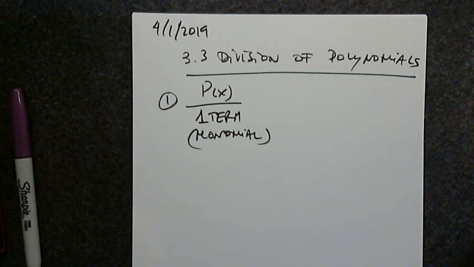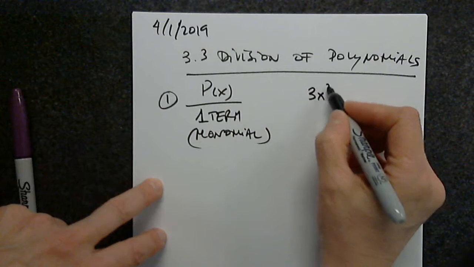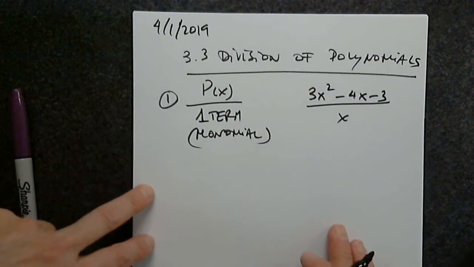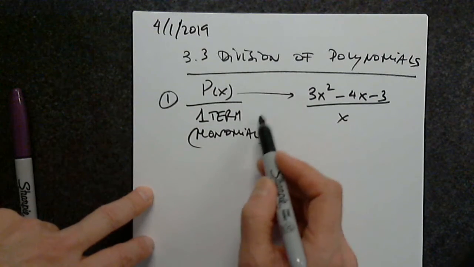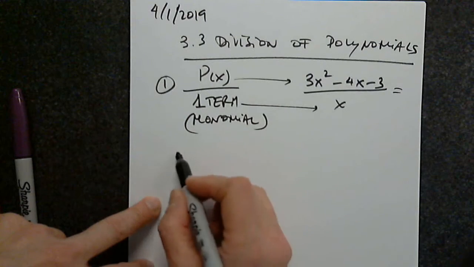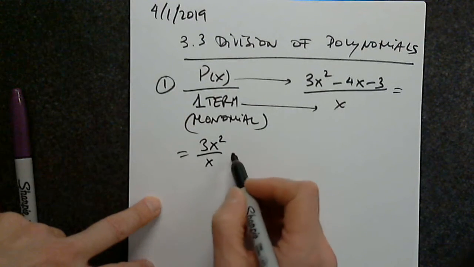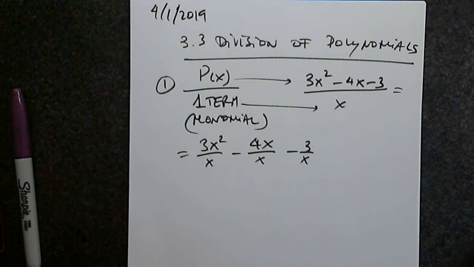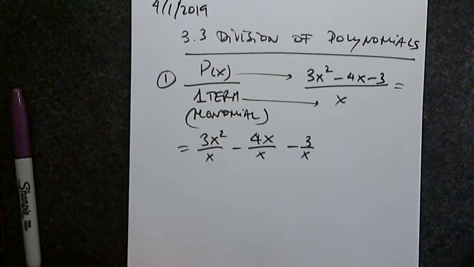of division of polynomials. Here's an example. Let's say 3x squared minus 4x minus 3 divided by x. You see I have a polynomial at the top, but I have only one term in the denominator. The only thing I can do is just separate the fraction into 3 fractions. I cannot do this if the denominator has more than one term. Do not try. It's not allowed.